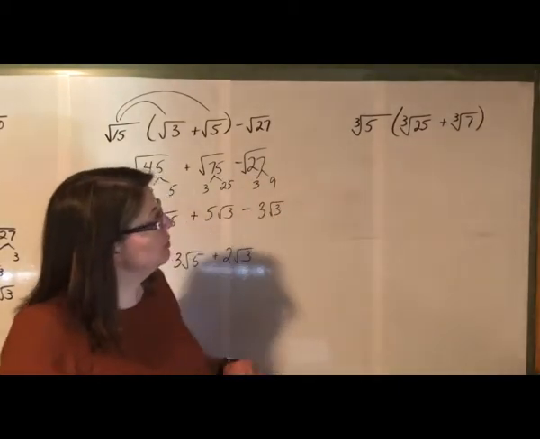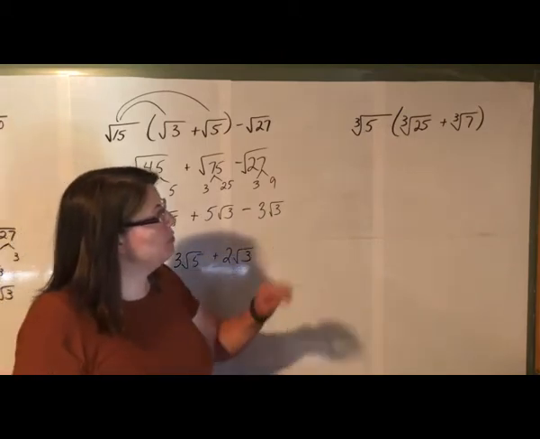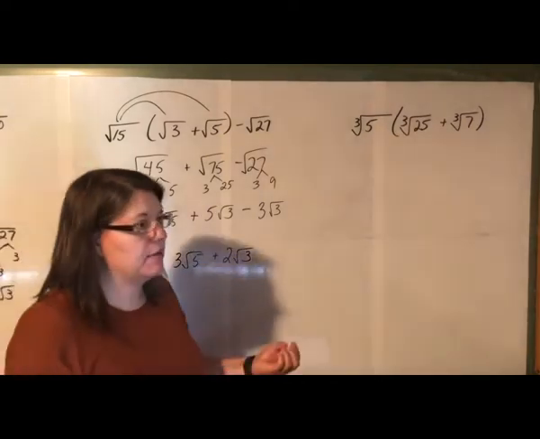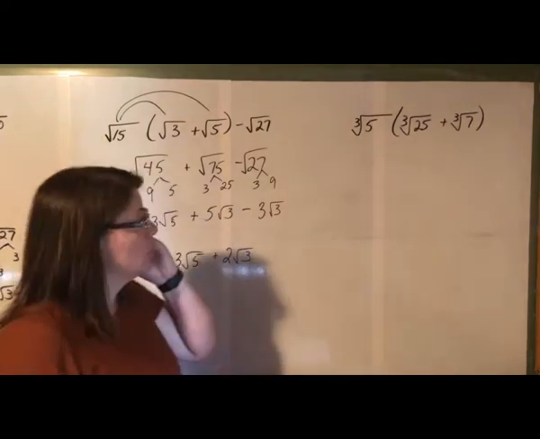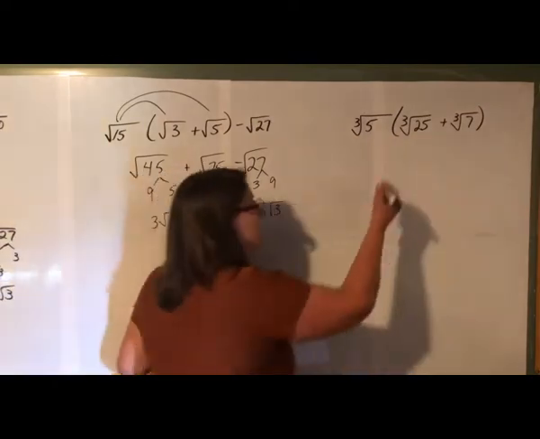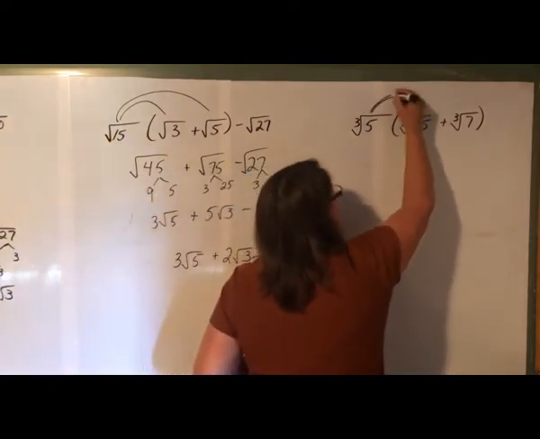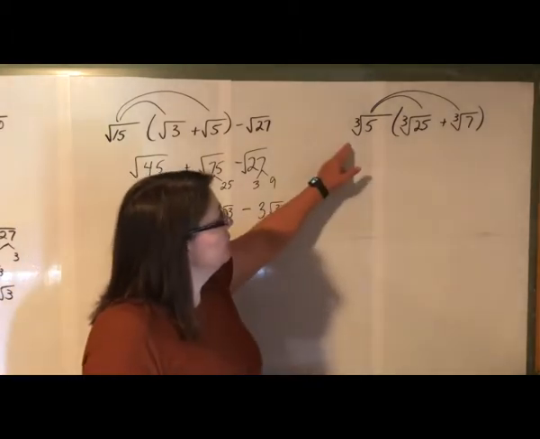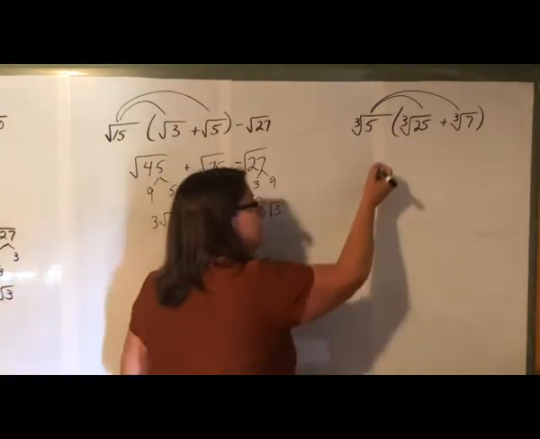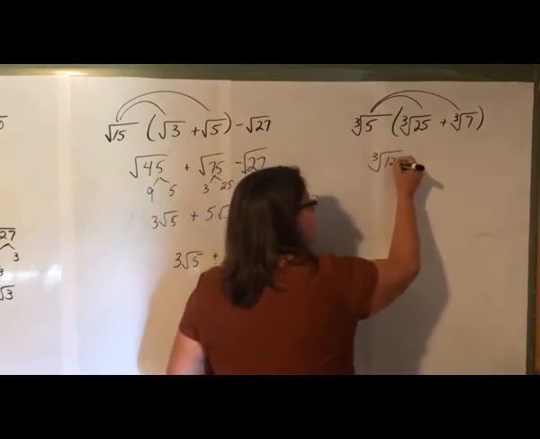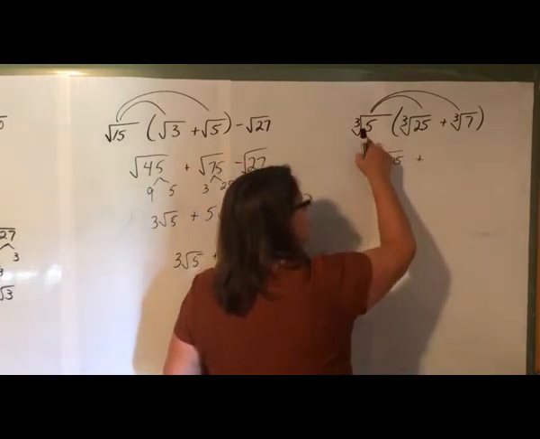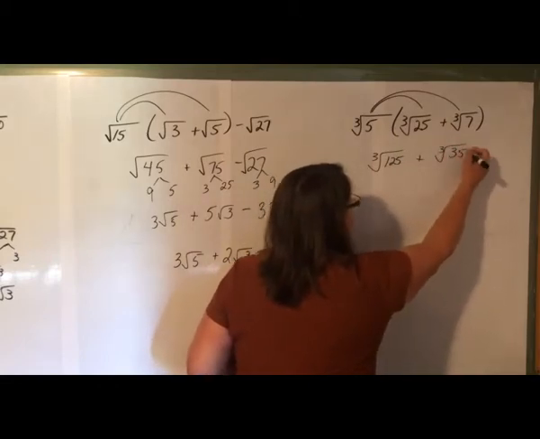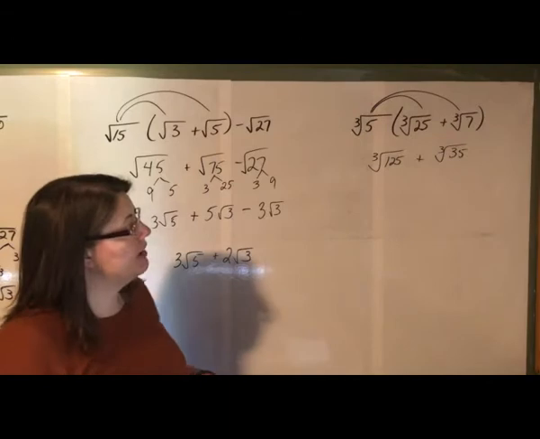Last one here, the cube root of 5 times the cube root of 25 plus the cube root of 7. For this, they're cube roots, so I'm thinking about things that have to show up 3 times in order to bring them out. That, just like the last one, is a distributive property problem. So I'm going to distribute. The cube root of 5 times the cube root of 25 is the cube root of 125. The cube root of 5 times the cube root of 7 is the cube root of 35. And then I'm going to break it down and simplify as much as I can.